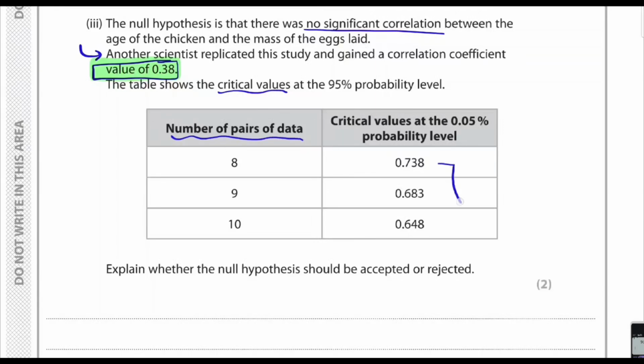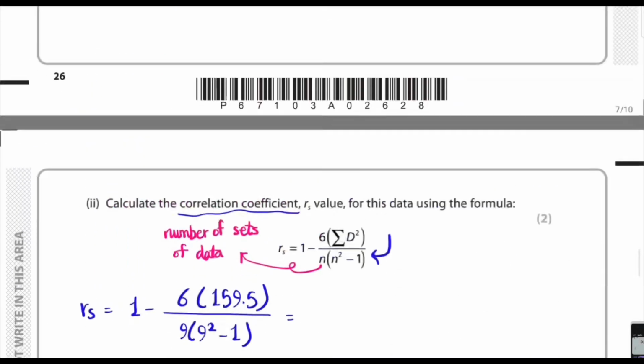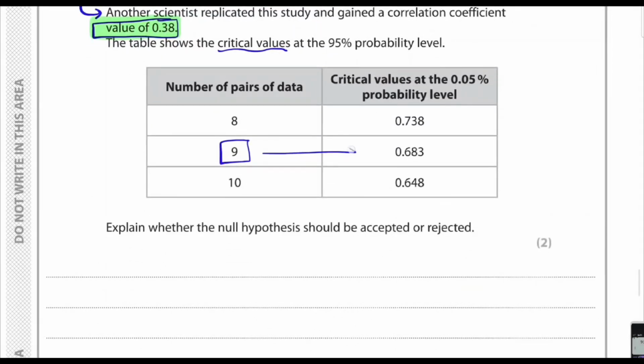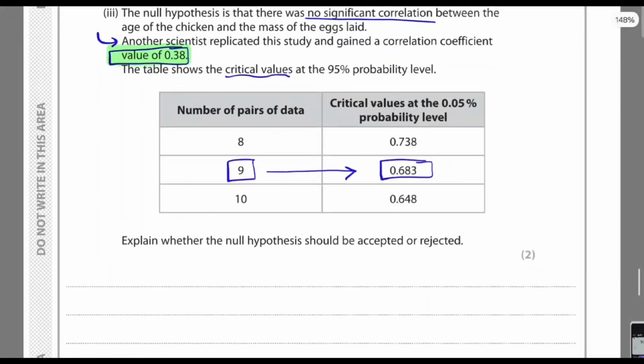We're not going to use all these values. I just need the value for the number of pairs of data that I have. I have 9 pairs of data, as we have already said. So for 9 pairs of data, the critical value obtained at 0.05 is 0.683. So I need to compare the 0.38 with the 0.683.